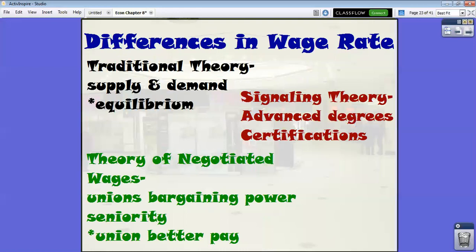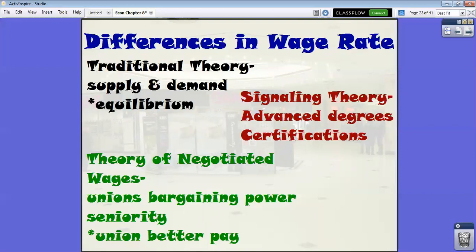There are three explanations for why people earn different amounts of money. The first one is the traditional theory, which goes back to Unit 2 when we studied supply and demand. In our traditional theory, supply and demand determine your wages. If there's a large supply of people with the same skill, they're not going to command a very high wage. But if you have a skill that is very unique and the supply of that skill is very low, then you can demand higher wages.